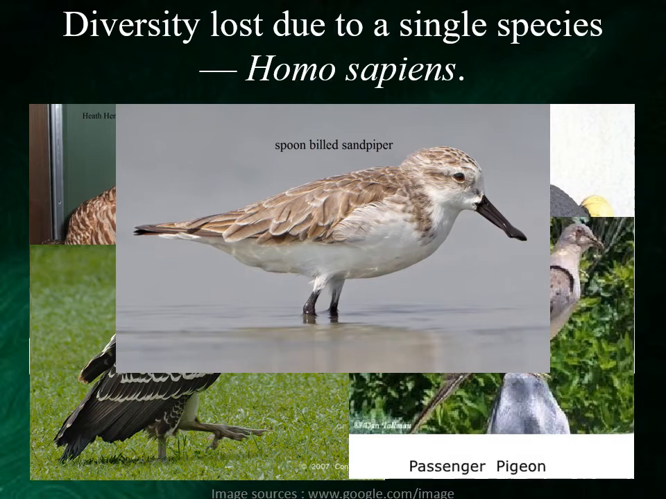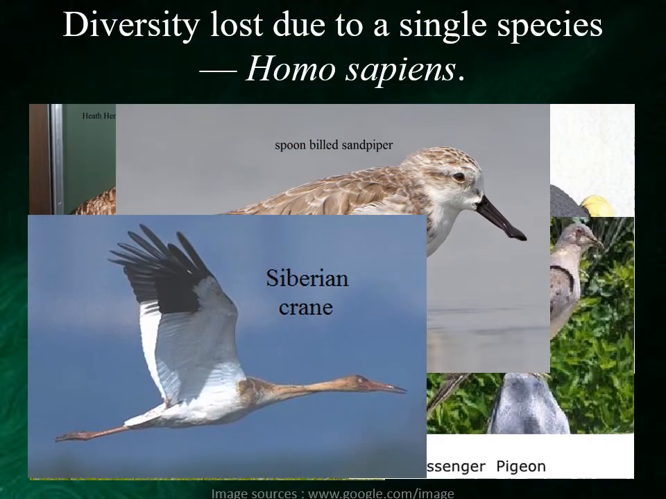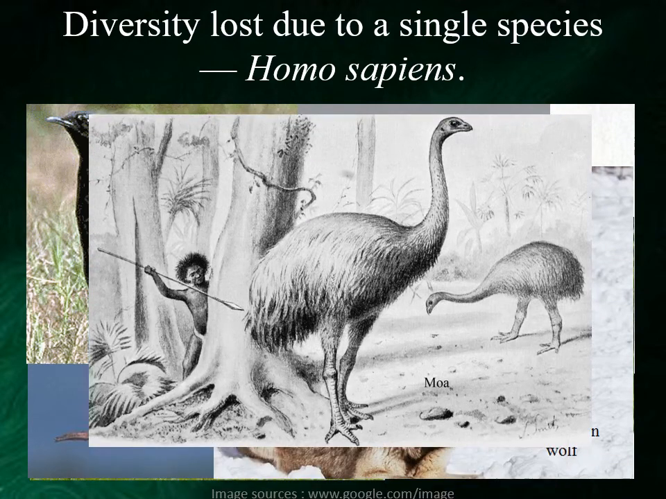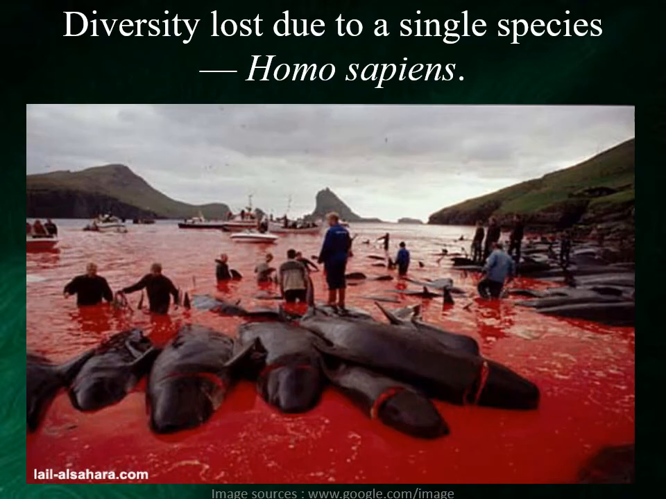Spoonbill sandpiper, again another endangered biological species. They are very reduced in their numbers and soon going to be extinct. The Siberian crane, Bengal florican, Himalayan wolf, the moa. You can see this, although it is a cartoon, a human being hunting or killing this moa bird from its back. In this way, we killed many organisms.